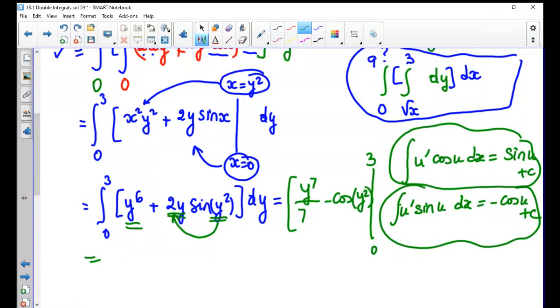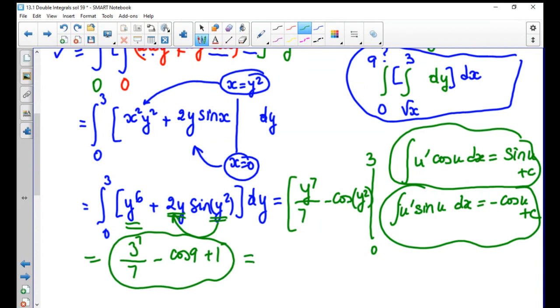Be careful, you need to be in radians when you do this calculation. It really has to be in radians. So it's going to give you 3 to the power of 7 over 7 minus cosine 9. And then at 0, it's going to give you plus 1. So this is the answer.